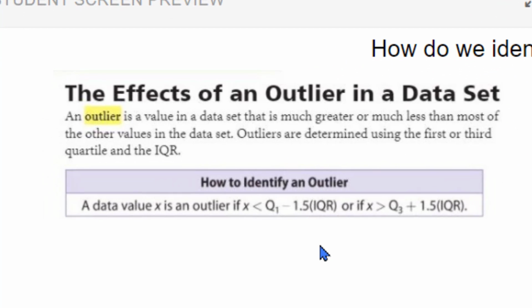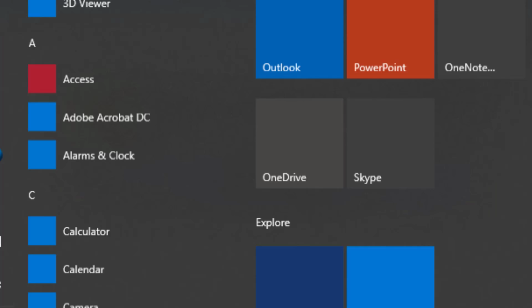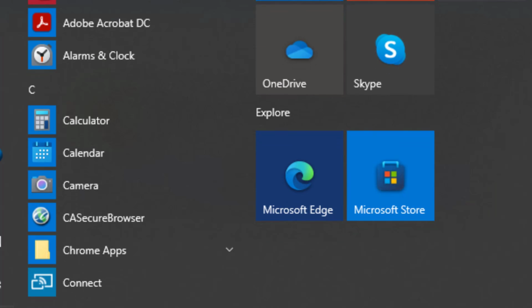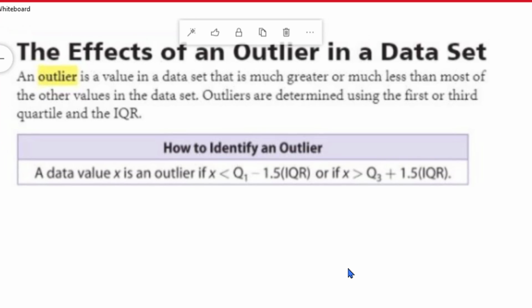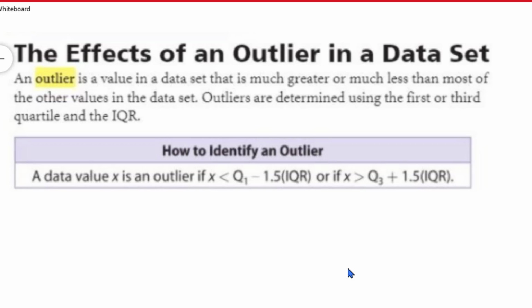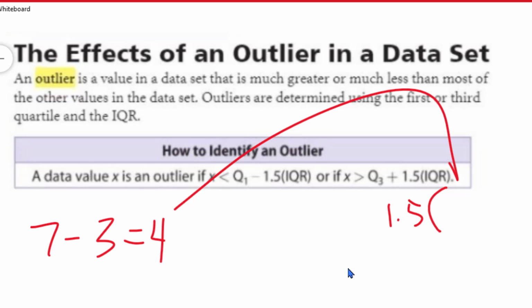So if the IQR is 4, let's look back at our definition. What's the definition? It's 1.5 times the IQR. I'm not exactly sure why they picked 1.5, but they did. So let me open up a quick whiteboard. So we said the IQR was 7 take away 3, which is 4. Sorry, I did that wrong at first. That was from the beginning of the box to the end of the box. And then they have this definition is 1.5 times the IQR, but we just said that's 4. So 1.5 times 4, which is 6.